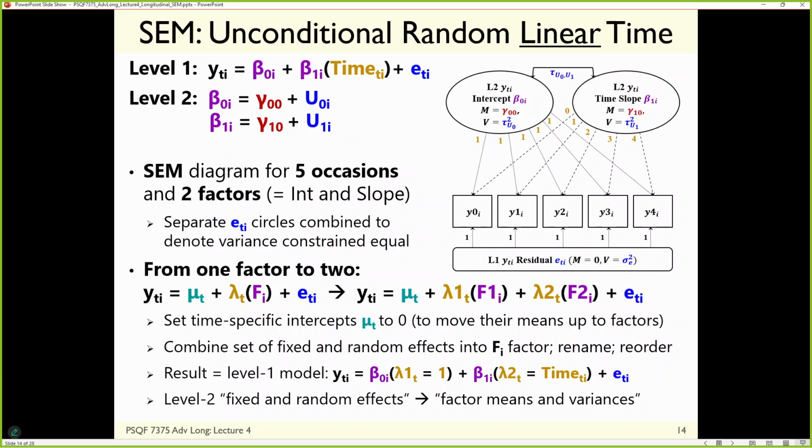OpenMx will do it in R. Mplus will do it via t-scores, and I have yet to find another package that does it. I could be wrong, but I have not found it. So if you have unbalanced time, you're going to either have to pretend like it's fine or use Mplus.